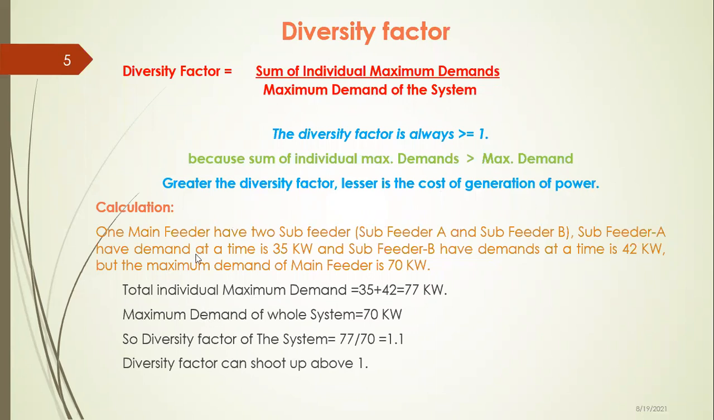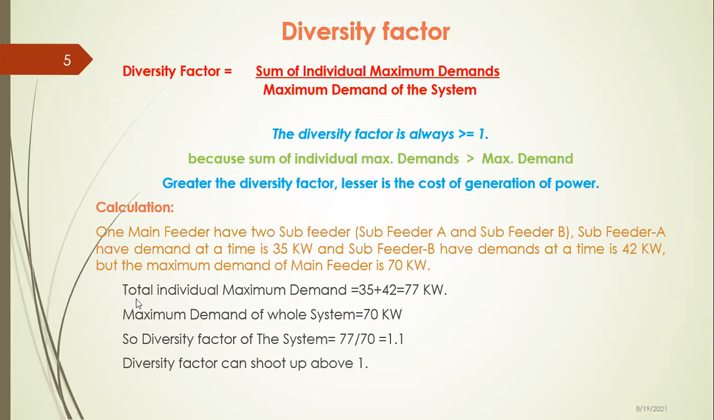Now see another numerical. Like one main feeder has two sub feeders. Okay, there is one main feeder, and from this main feeder there are two sub feeders originating, sub feeder A and sub feeder B. Sub feeder A has a demand at any time of 35 kilowatt, whereas sub feeder B has a demand at some other time of 42 kilowatt. But the maximum demand of the main feeder is 70 kilowatt, it's given in the numerical.